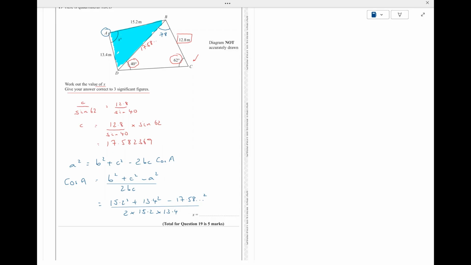Okay, 15.2 squared plus 13.4 squared minus 17.58 and so on squared, over 2 times 15.2 times 13.4. That gives me 0.249 and so on. And so shift cos gives me an answer of 75.57, so 75.6 to 3 significant figures.